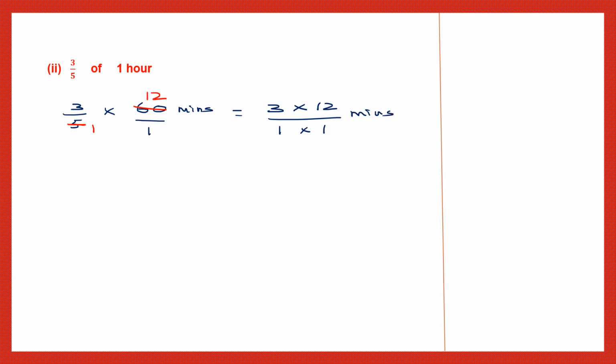Okay, so here what do we get? Multiply the numerators, 3 into 12, 36, by 1 minute. So our answer is 36 minutes. So 3/5 of 1 hour is 36 minutes. Next one, 4/7 of 2 1/3 kg.